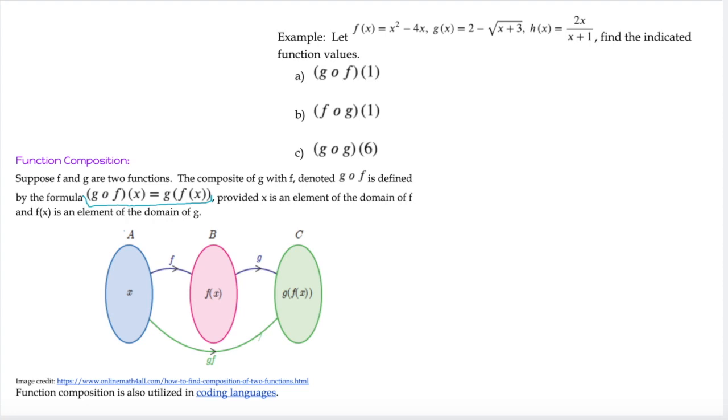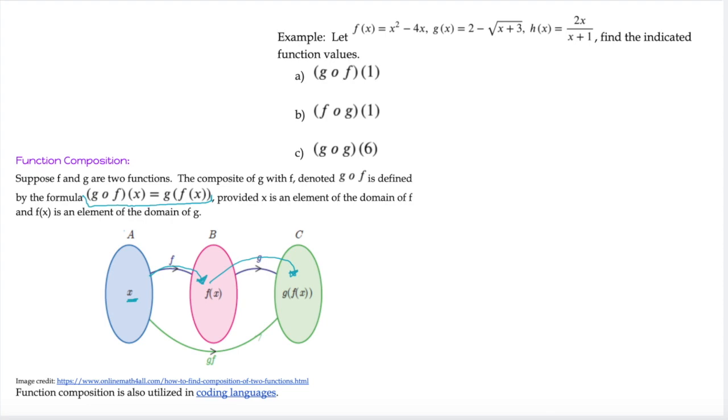I have a little picture where, when we substitute x into our function, it has to be in the domain, but then it also has to be in the domain of g as well, because we're going from one to the next to the next. And if any of you have coded before, function composition is utilized in many coding languages across the board, and it's very important to coding. In your notes within Blackboard, there is a clickable link if you want to read more about how coding utilizes function composition.